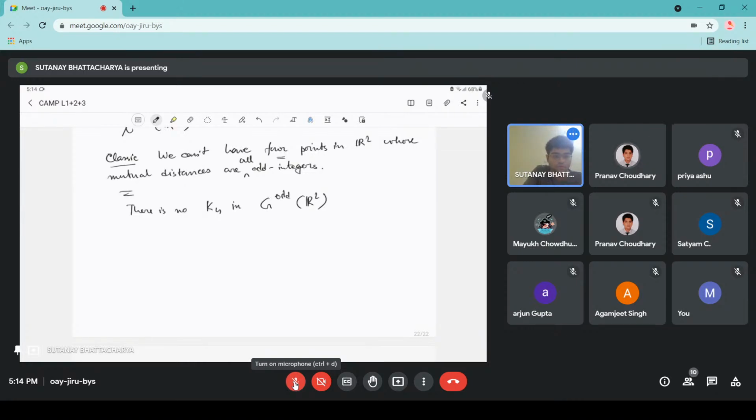So why is there no K4? Because this statement basically says there are no 4 points whose mutual distances are all odd integers, right? That's basically the same thing as saying there is no 4-vertex complete subgraph inside the odd distance graph. I haven't defined what the odd distance graph is, but maybe you can.